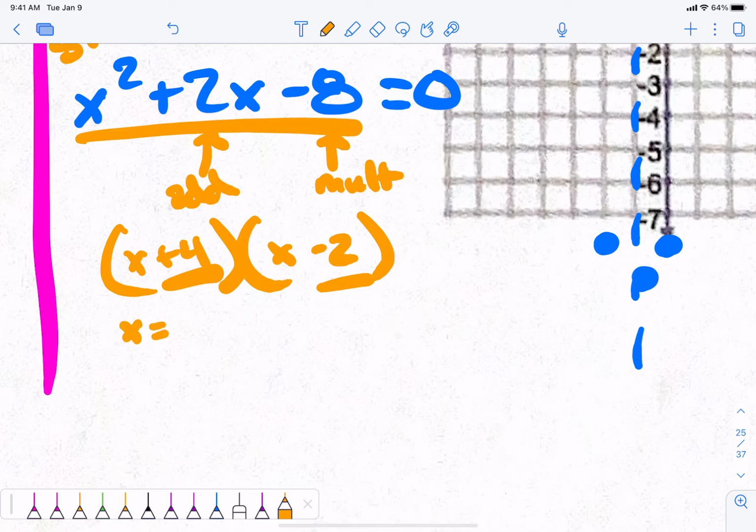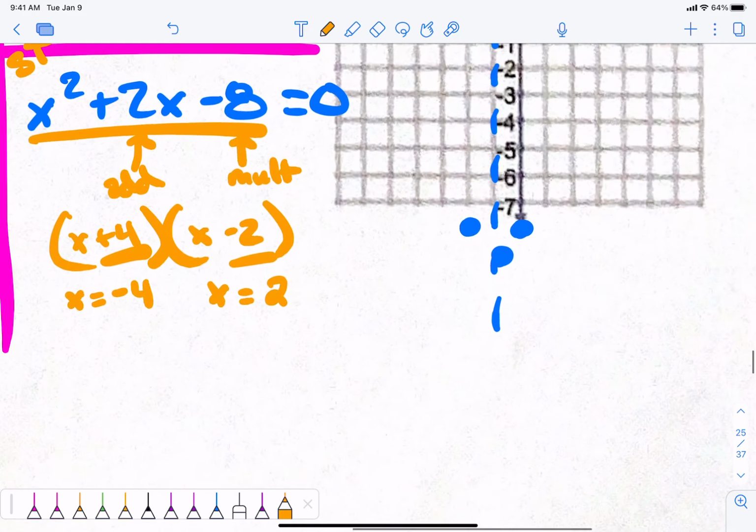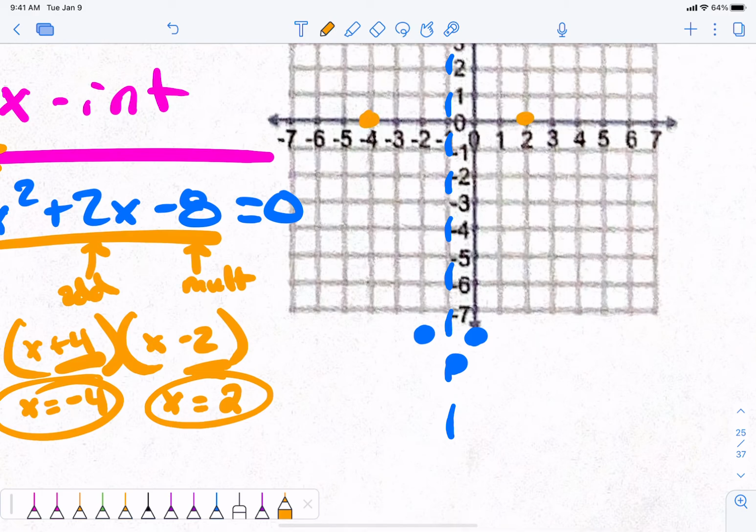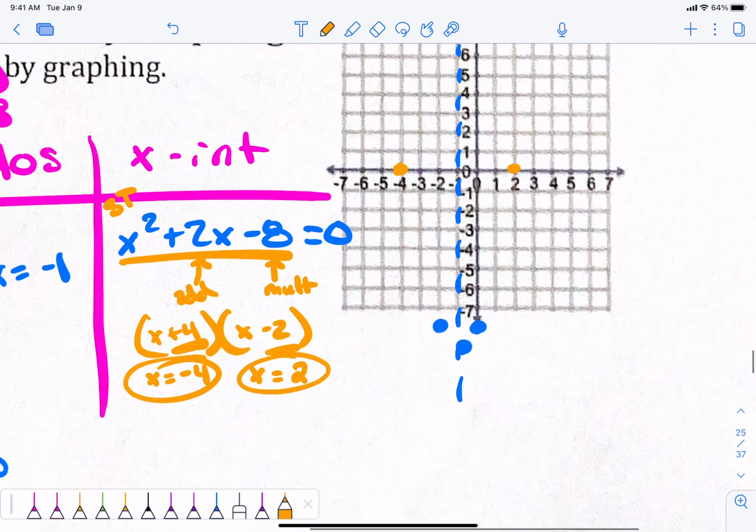But when we set them equal to 0, is that what you're thinking of, Josie? When we set them equal to 0, it will be negative 4. When we set them equal to 0, it will be positive 2, right? Does that make sense? Okay, so my x-intercepts are negative 4 and positive 2. So negative 4, positive 2, and now I have my parabola. But before I draw him, is he solid or dotted?